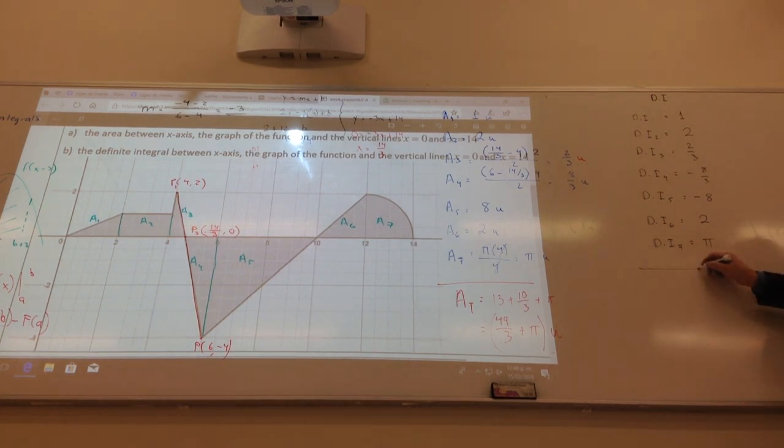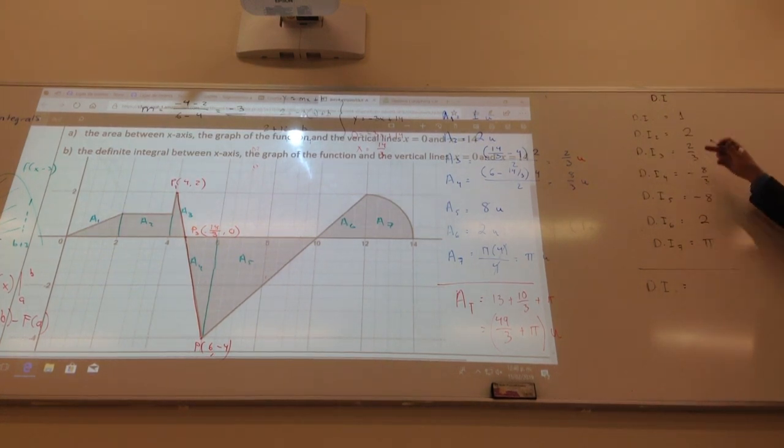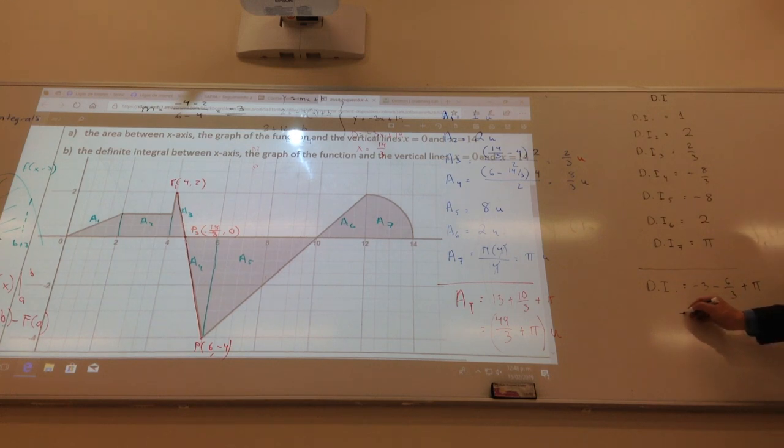Okay? Solution. Add all of them. So the definite integral for the entire figure is going to be now a subtraction. 1 plus 2 is 3. Plus 2 is 5. Minus 8 is minus 3. 2 thirds minus 8 thirds is minus 6 thirds. Plus 5. So it's going to be minus 3 minus 2 is minus 5. So the final answer is going to be minus 5.